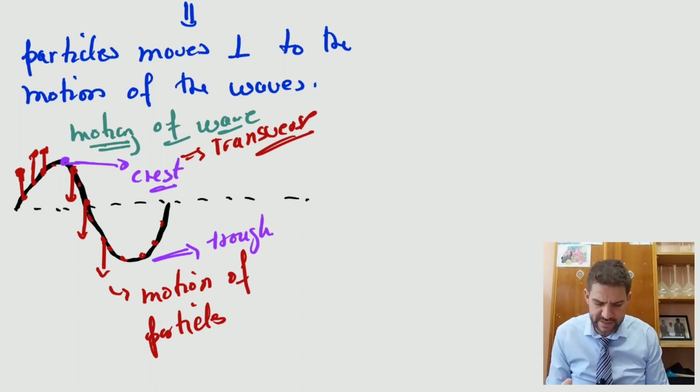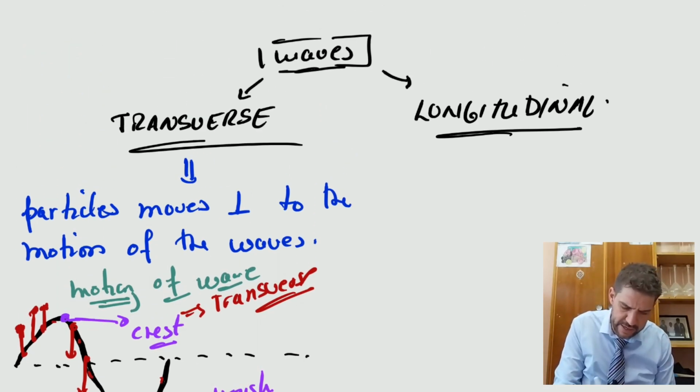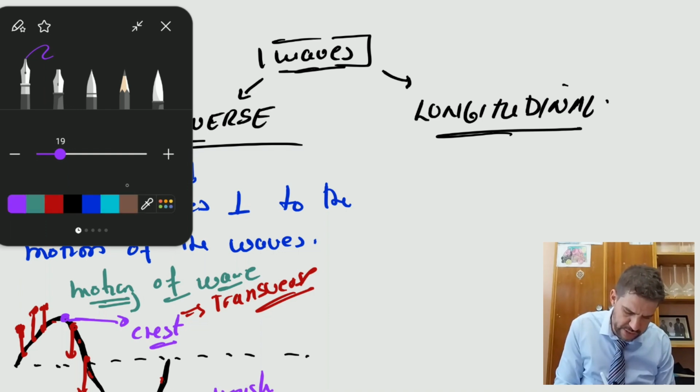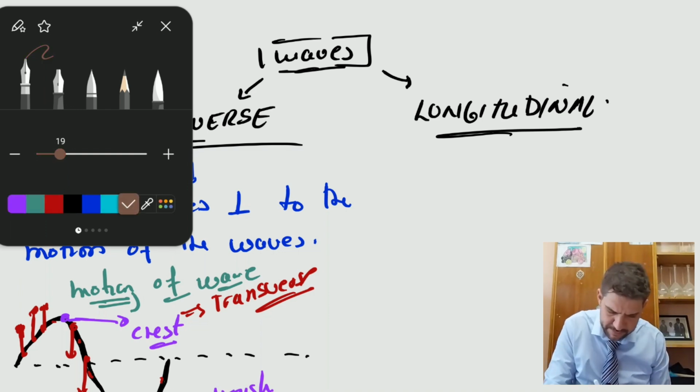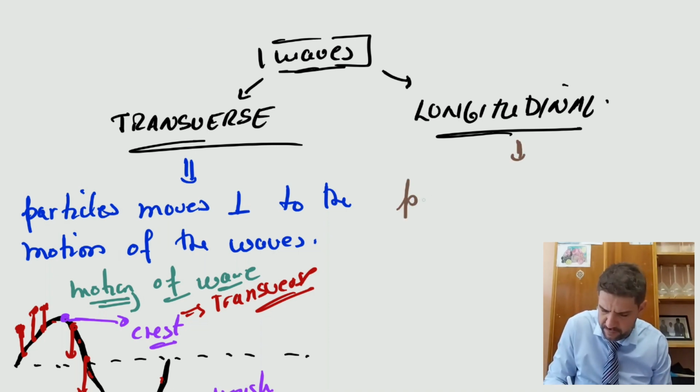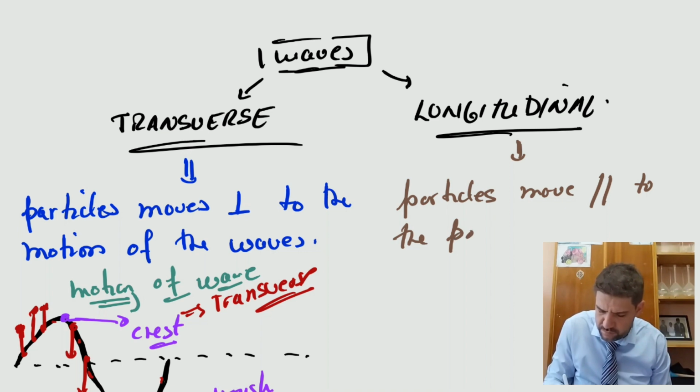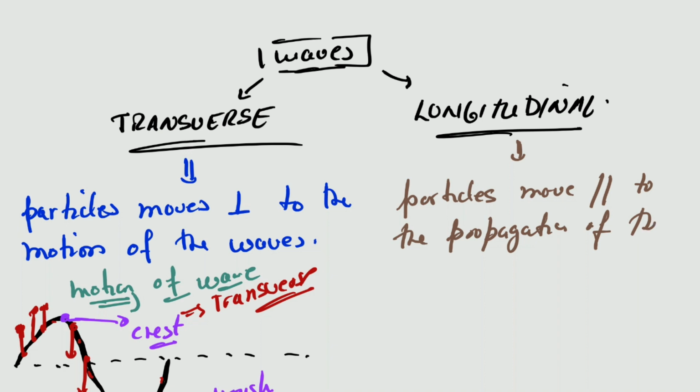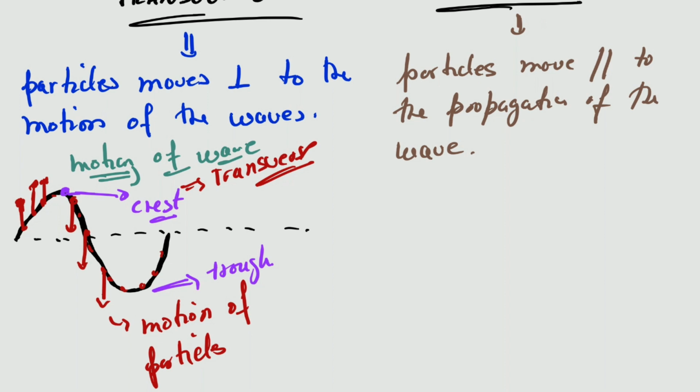Now, in terms of a longitudinal wave, I'm going to use another color to differentiate. In this case, the particles of the wave move parallel to the propagation of the wave. Now in this case, we have the example of sound.